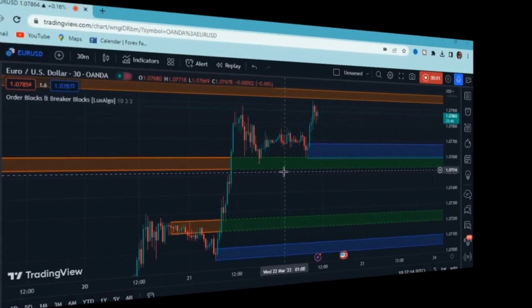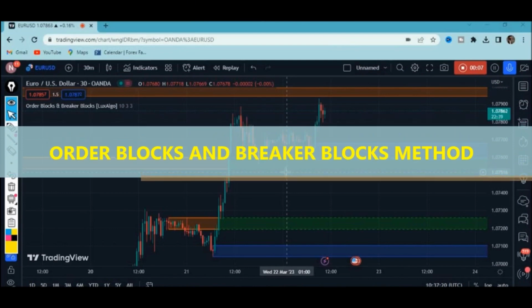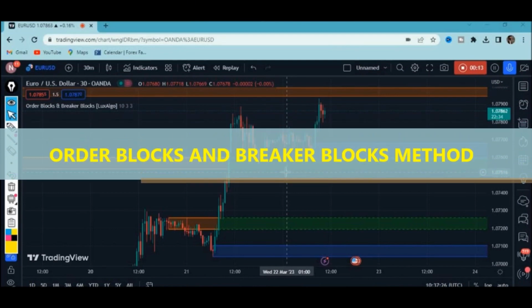Sometimes you can ask yourself, where can I really find a valid order block? Which time frame can I use? Some people will tell you don't use lower time frames to identify a valid order block, just use higher time frames, and many people prefer the 1 hour time frame.